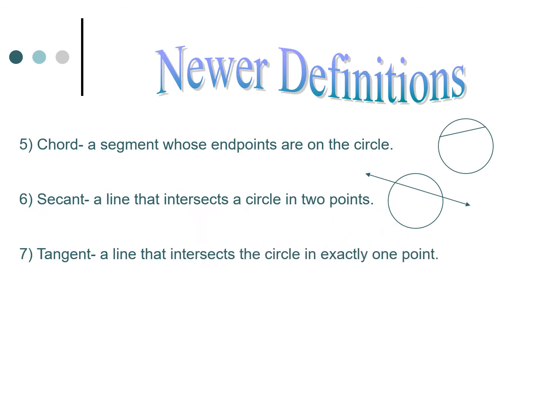A tangent is a line that intersects the circle in exactly 1 point. Here's a circle, and then here's the tangent line. It only touches the circle at 1 point.